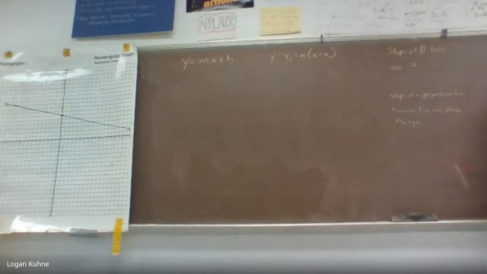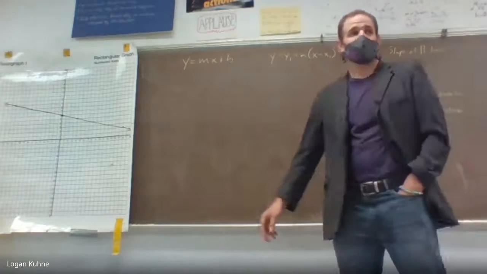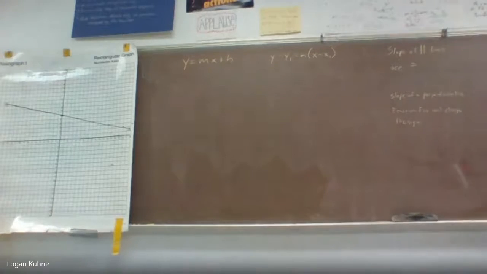Number one, if a line has a slope of 4, then a parallel line would have a slope of what? Yes, Ashley. That would be perfect if it were perpendicular. It's just 4, yes. It's got to have a slope of 4. Slope of parallel lines are equal, okay?